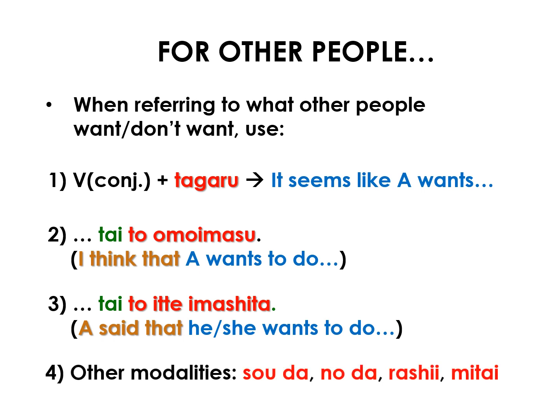The other options involve modalities such as soda, noda, rashi, and mitai, which imply hearsay, explanation, conjecture, and personal observation. Conjugations that we will tackle in future lessons. For now, we focus on the first 3.